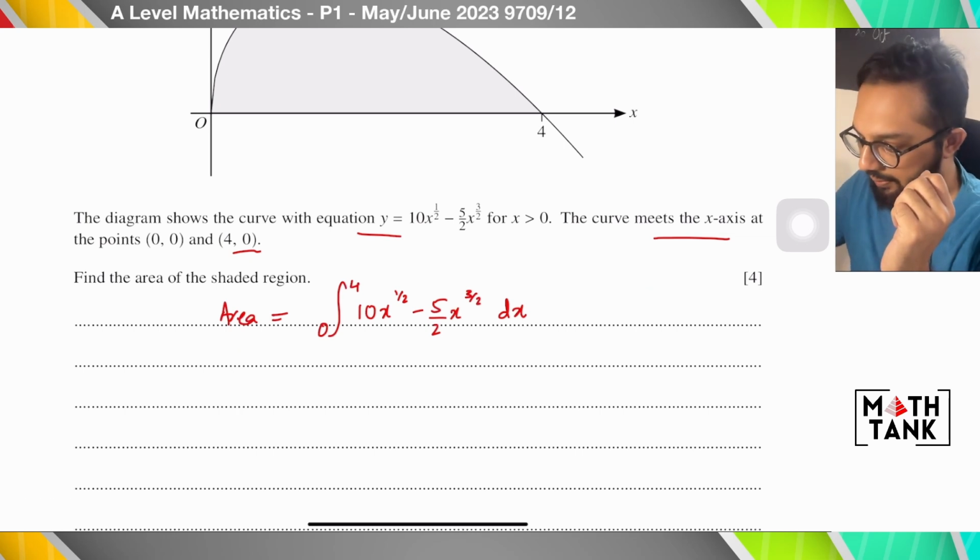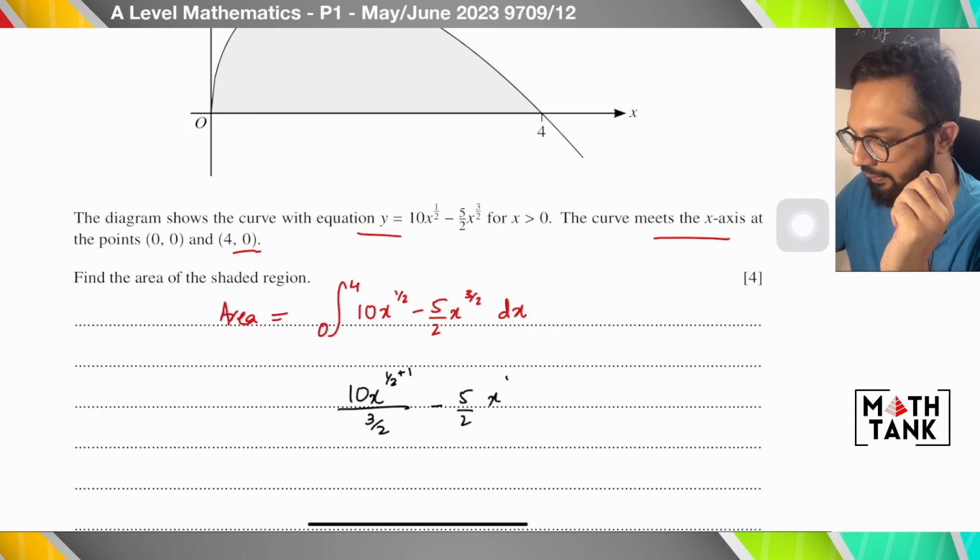Then integrating the powers gives me 10x power half plus 1, which is 3 over 2. So I'm going to divide by 3 over 2, minus 5 over 2 x power 5 over 2, so divided by another 5 over 2.